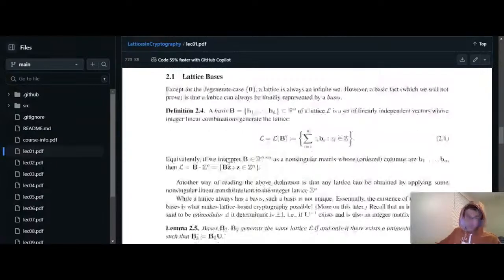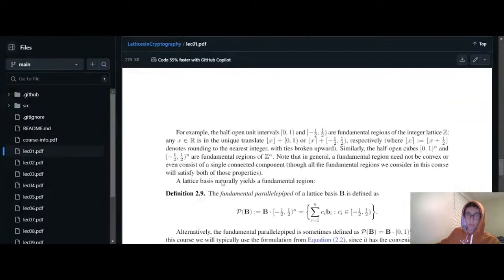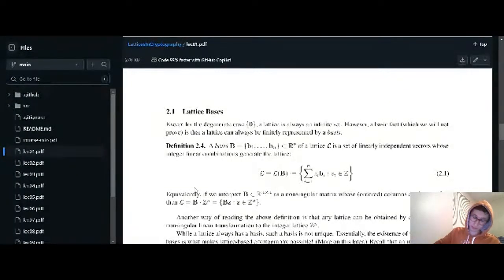Lattice bases. Let's talk about lattice bases. New page. It's probably the last thing that I look at for the day. But it's very, very interesting.